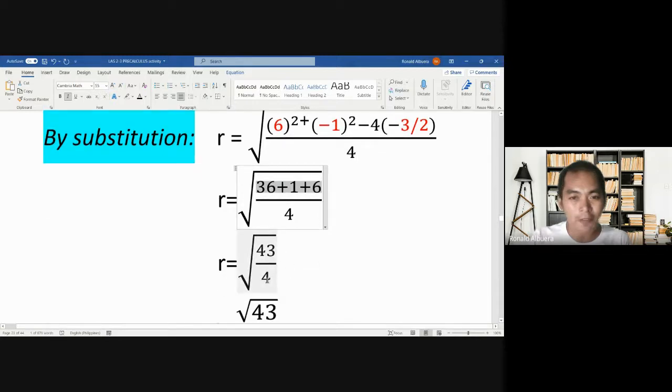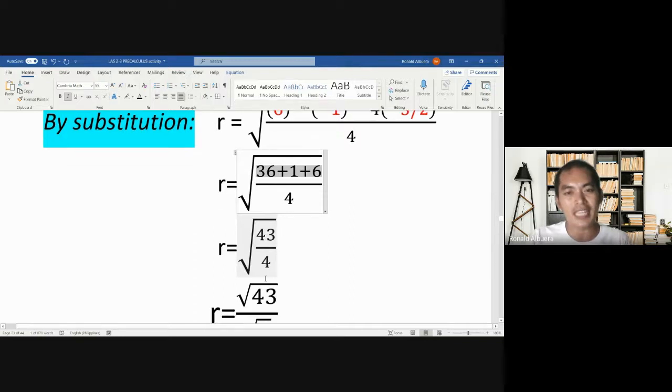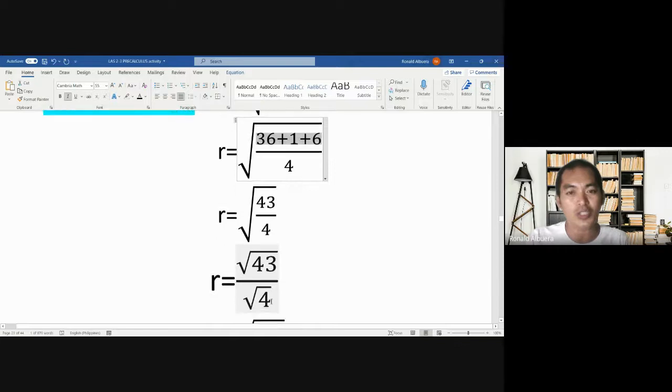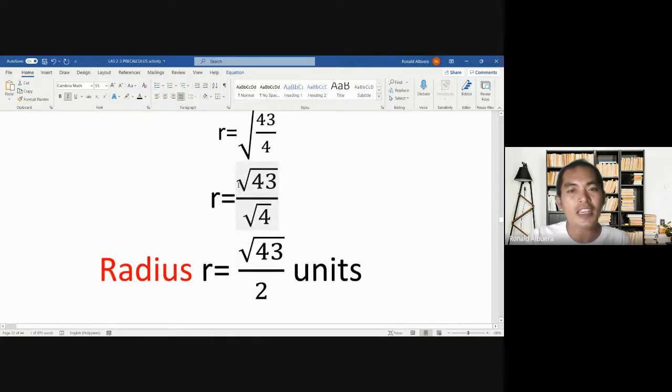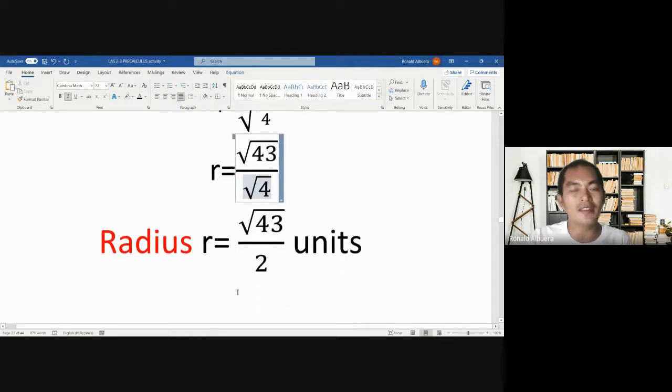Divide 4, you cannot write your answer in decimal. Instead, express it in lowest term with radical. Since the denominator has a perfect square root, the square root of 4 is 2. So therefore, only the numerator has a radical sign. So we have a square root of 43 over 2 units as the length of the radius.